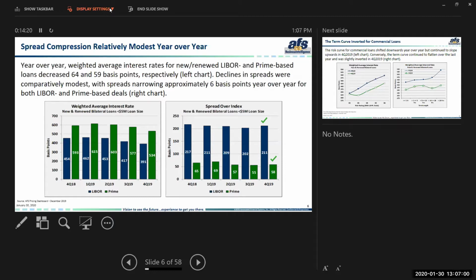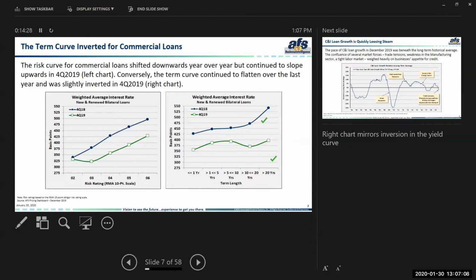From a profitability standpoint, 2 of the most important drivers of bank margins for commercial loans are the risk curve and the term curve. On slide 7, the chart on the left illustrates the relationship between weighted average interest rates and risk ratings. For this chart, we mapped each bank's internal obligor risk rating schema to the RMA 10-point scale in order to present a standardized look at loan pricing.